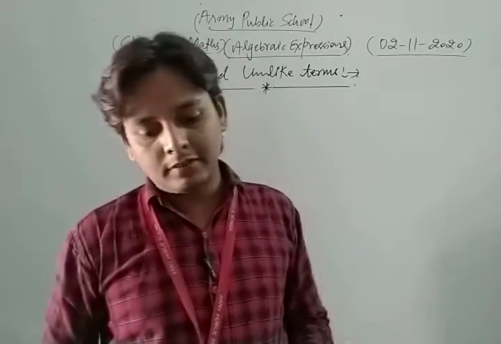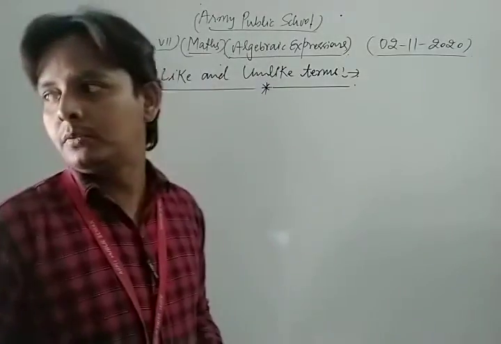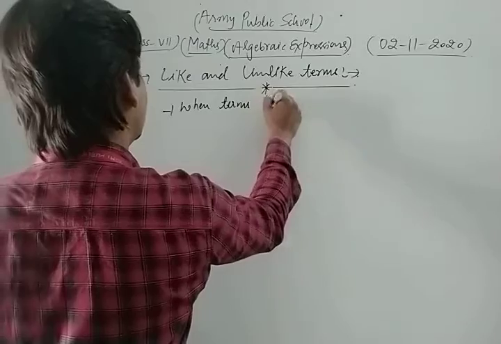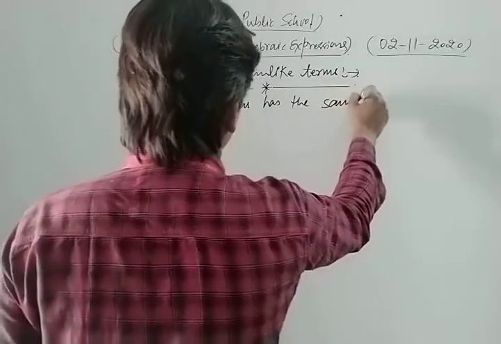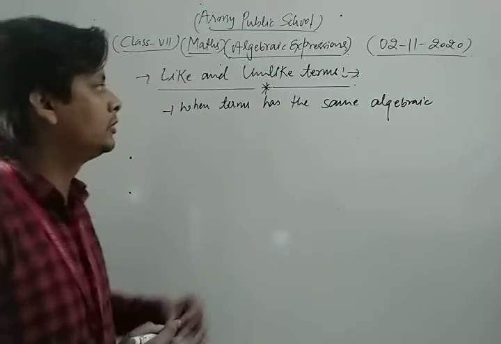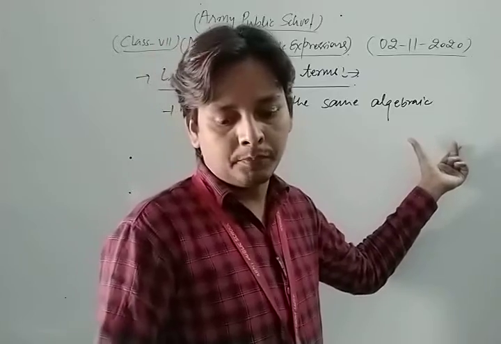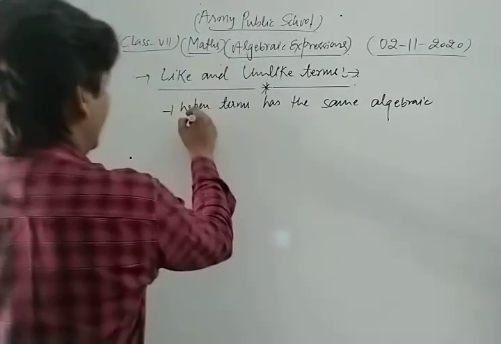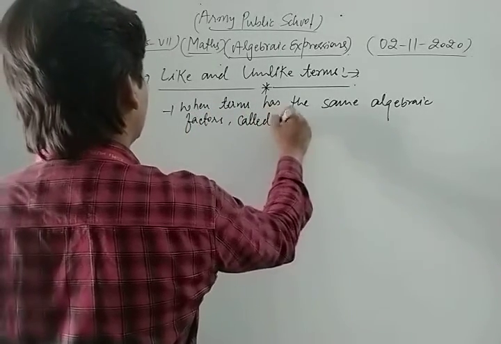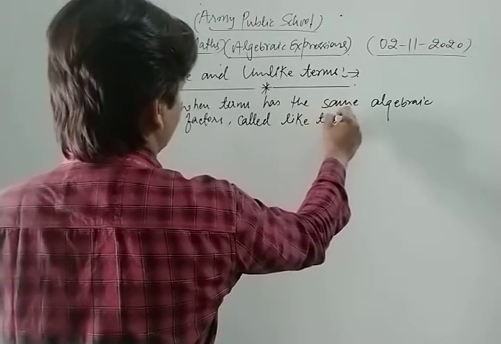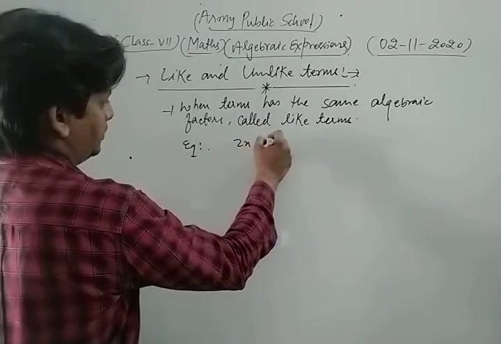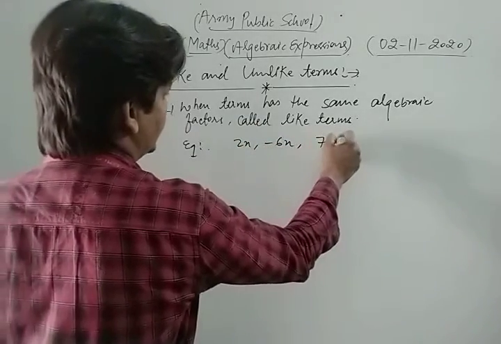Look, dear students, when terms have the same algebraic factors, they are called like terms. Okay, dear students, let's take an example. Suppose the terms 2x, minus 6x, 7x, etc.